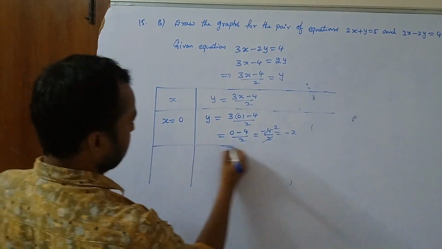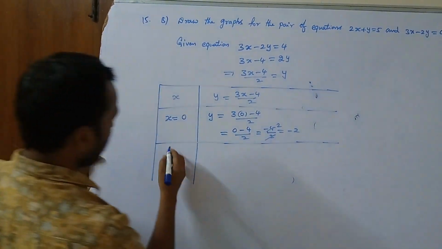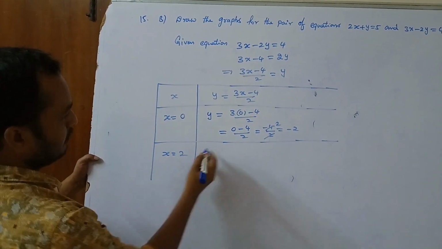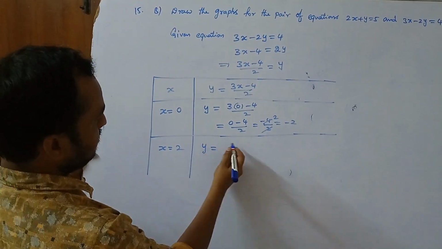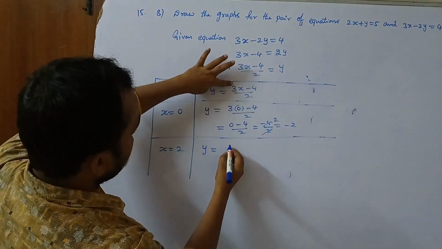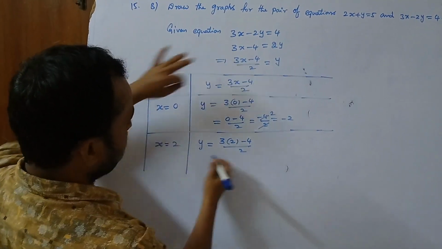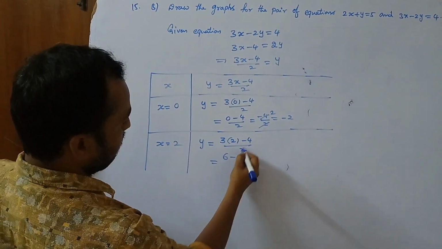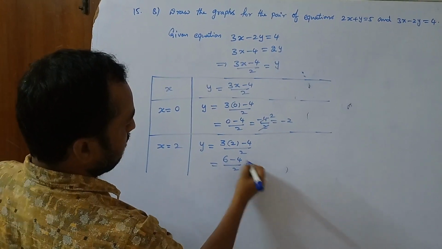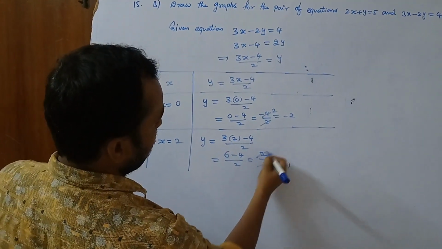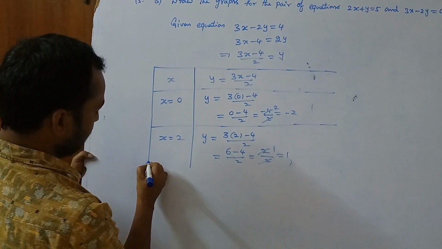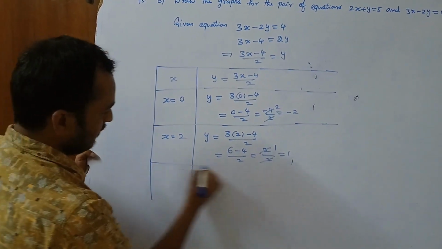Next, take x is 2. y equals 3 into 2 minus 4 by 2. 3 twos are 6, 6 minus 4 is 2, by 2, 2 ones are 2, we got 1.